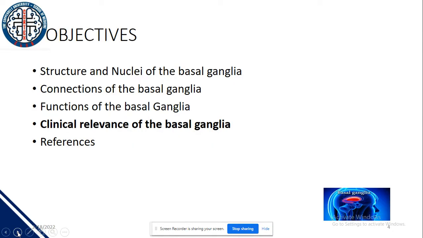Our objectives for today will be, one, we're going to focus on the structure and the nuclei of the basal ganglia. From there, we're going to look at the connections, or the pathways, or the circuits of the basal ganglia. Then we're going to focus much attention on the functions of the basal ganglia. And lastly, we're going to look at the clinical relevance of the basal ganglia.